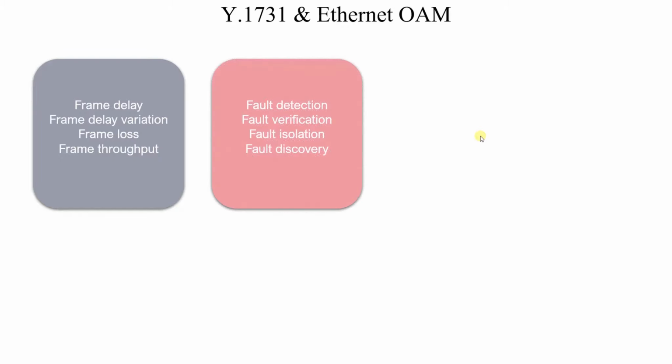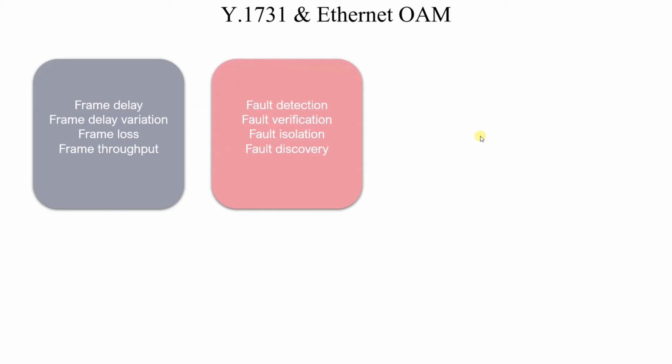Okay, let's start with Y.1731 and Ethernet OAM. Y.1731 is part of Ethernet OAM. Ethernet OAM is nothing but IEEE 802.1ag, and Y.1731 is an ITU-T standard. Okay, what is it going to do? In performance management and in fault management. In performance management, it is going to measure the frame delay variation, frame loss, and frame throughput.